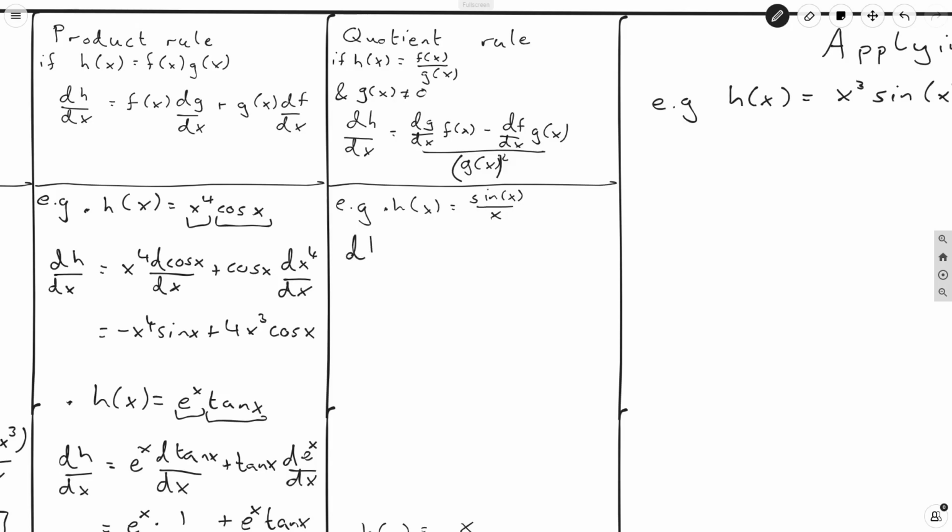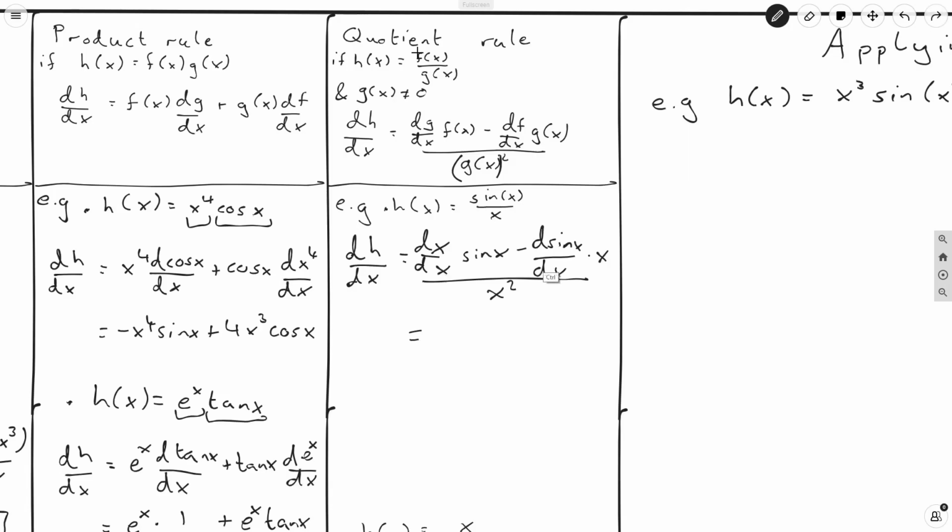Well, therefore the derivative, dh dx, is equal to dg dx, so g is the thing below the line, so that's dx dx, times f of x, the thing above the line, that's sine of x, minus the derivative of sine of x, or the thing above the line, times the thing below the line. And that all has to be divided by the square of the thing below the line, so this is all divided by x squared.